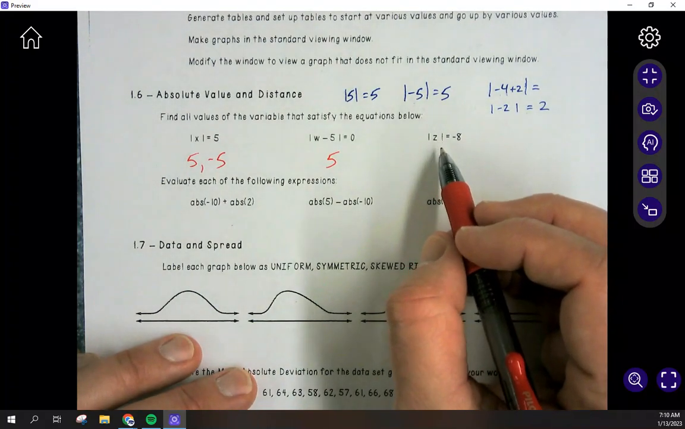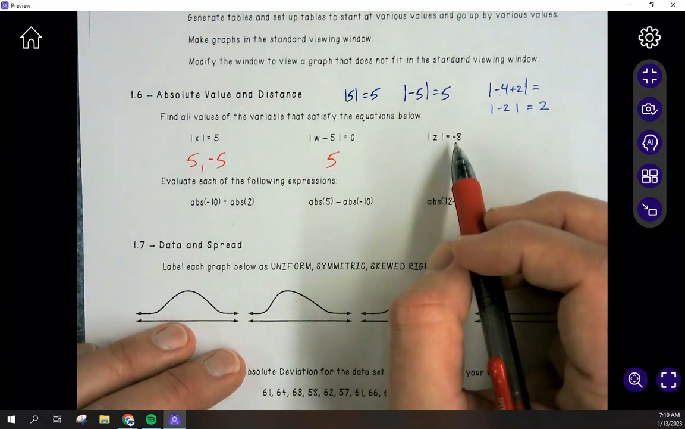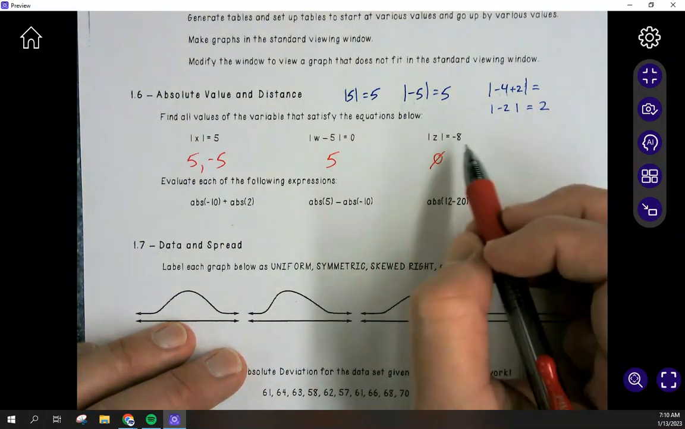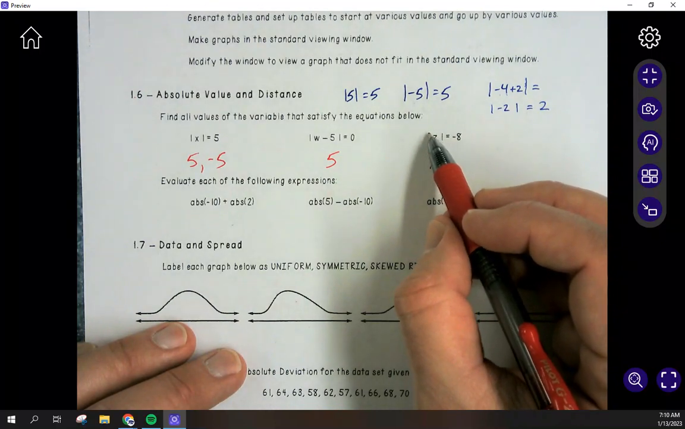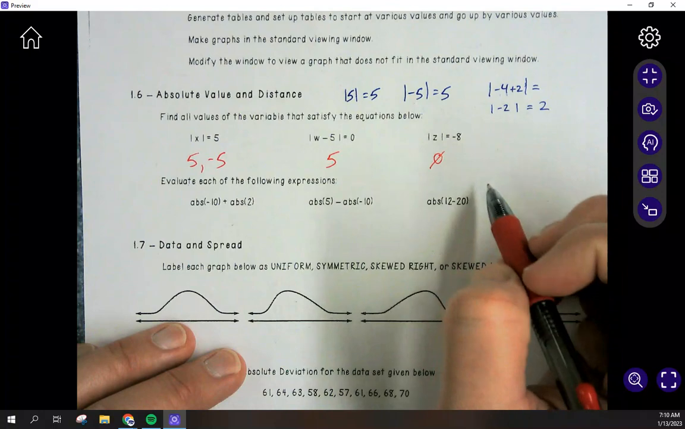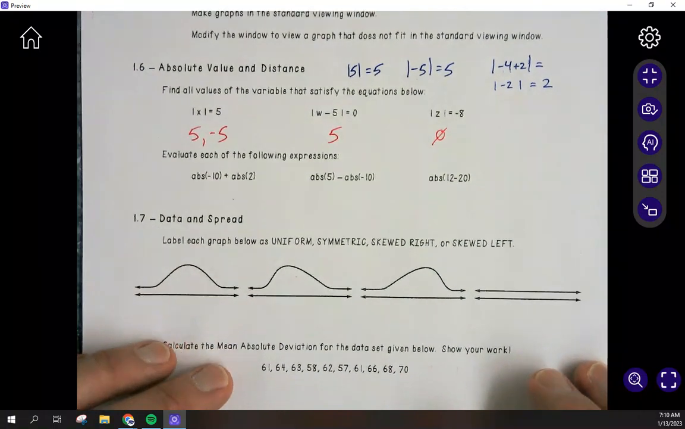And then there is the option that there is no value. No solution, because whatever number we plug in there, when we take the absolute value, it has to become positive. There is no way to get a negative answer after you've taken the absolute value.